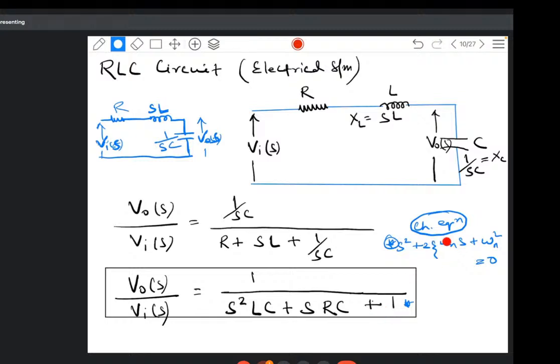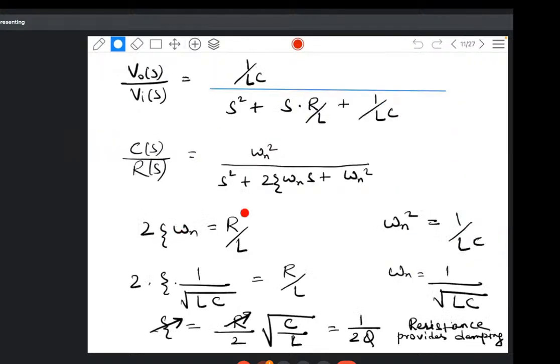So 2 zeta omega n will be equal to R by L. Omega n square will be equal to 1 by LC. So check it here. 2 zeta omega n is equal to R by L, omega n square equal to 1 by LC. So omega n, the natural frequency of oscillation, will become 1 by under root LC, and just put it here to find out the value of zeta. So zeta in the series RLC circuit, I am getting as R by 2 under root C by L.